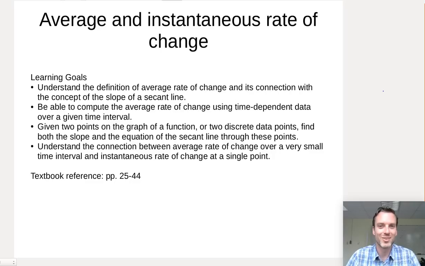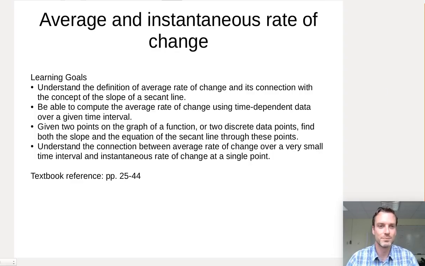Welcome to today's lesson on average and instantaneous rate of change. By the end of the lesson, you should be able to understand the definition of average rate of change and its connection with the slope of a secant line. You should also be able to use this definition to actually calculate the average rate of change for a function or a given set of data. And you should understand the connection between the average rate of change over a very small time interval and the instantaneous rate of change at a point.